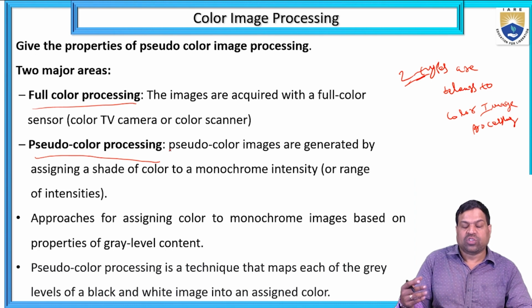These are also called true color processing and false color processing. True color means full color, false color means pseudo color, which means it is not original. We have to change the intensity values from the original, that is a false color.